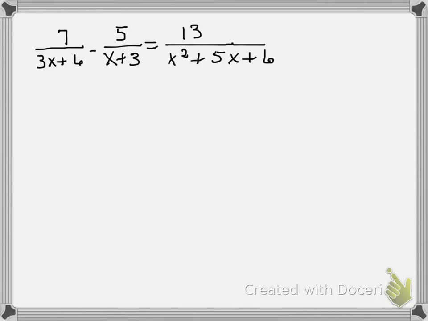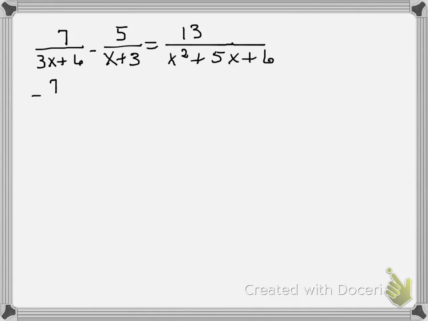Let's look at solving an equation when it involves rational expressions. We know that the easiest way to solve these is to multiply both sides by the least common denominator. So let's first begin finding the least common denominator, and let's do that by factoring each of the denominators.